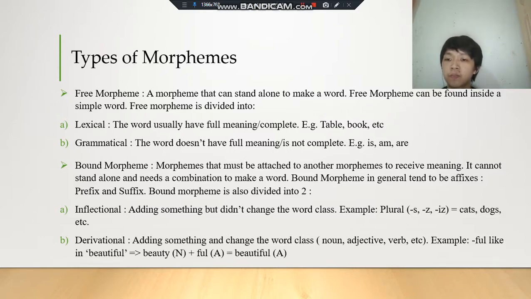Number two, derivational. Derivational is adding something and changing the word class. For example, the full in beautiful. Beauty is a noun and is combined with full, which was an adjective and cannot stand alone. So when we combine it, it becomes beautiful. And the word class is changed from noun to adjective.